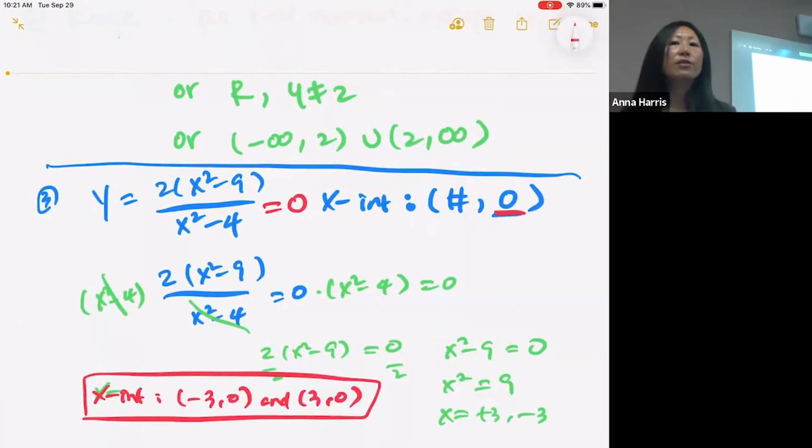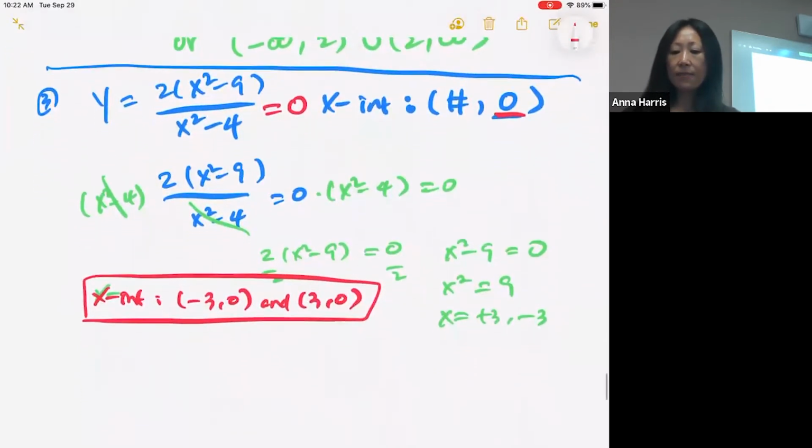Okay, just simply solve your equation and solve for x. That's just simply what you did. So to find x-intercept, you set y equal to 0 and solve for x. That x that you get is your x-intercept. So you have 2 x-intercepts in this case, negative 3, 0 and 3, 0. Now let's look for y-intercept.